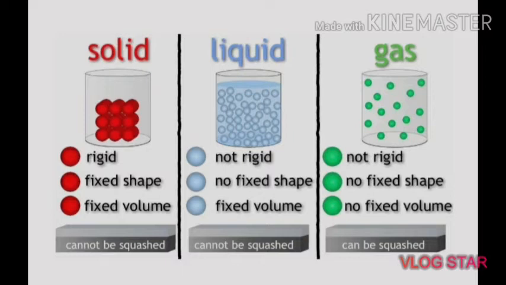Now, the characteristics of gas. A gas has definite mass, but it neither has definite shape nor definite volume.